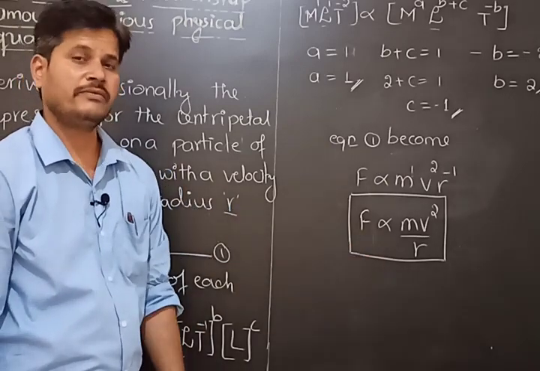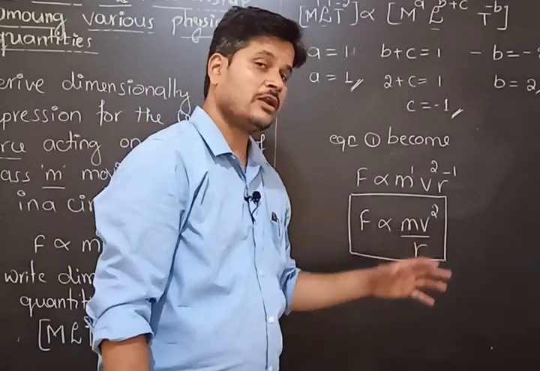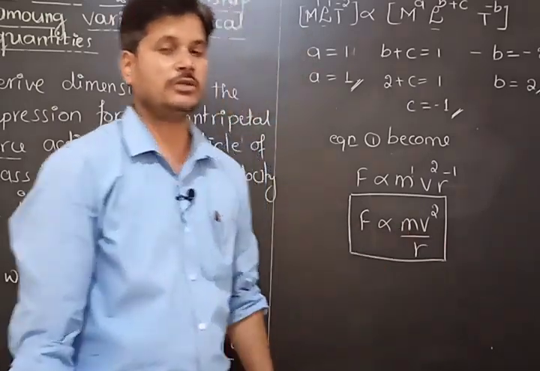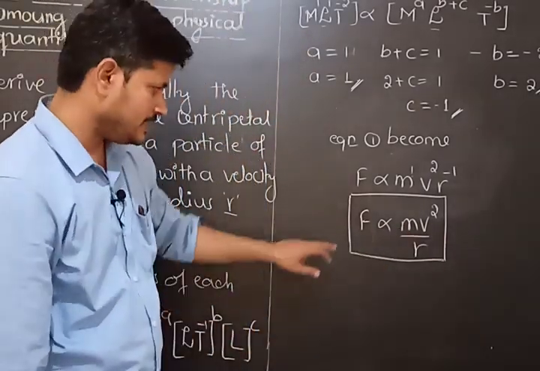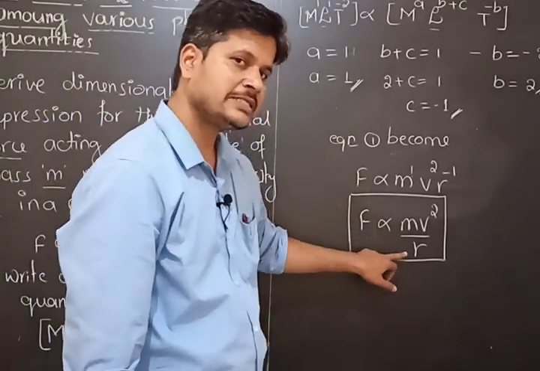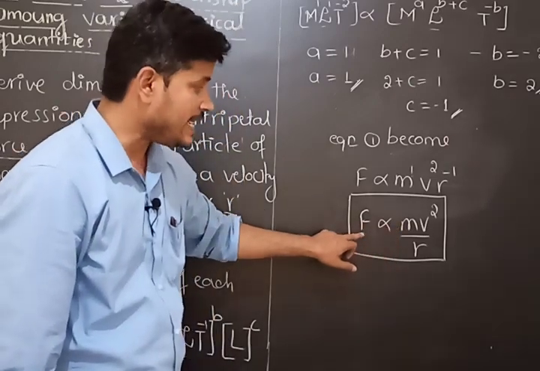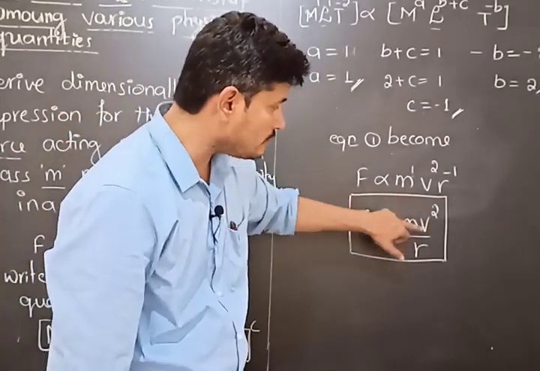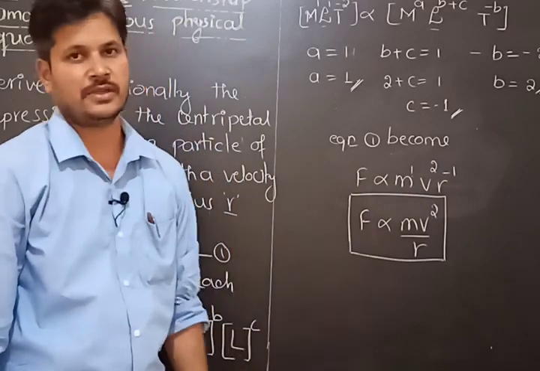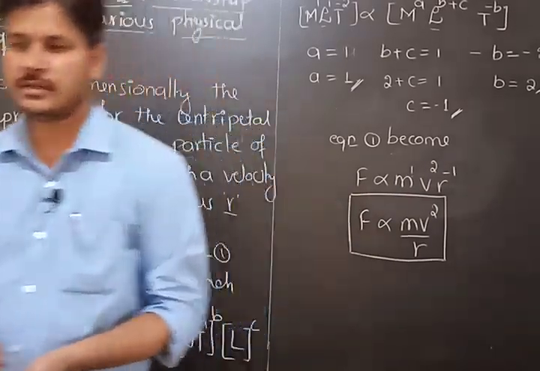This is how we can find the relation between different physical quantities and how they are interrelated. This shows that the force is inversely proportional to the radius, directly proportional to the mass, and directly proportional to the square of the velocity of the particle. Look at another example.